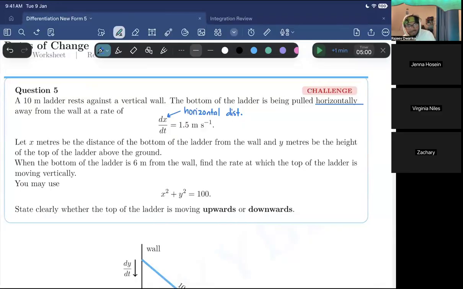So you understand that x represents horizontal distance and y represents height. Yes, sir. And they're saying when the bottom of the ladder is 6 meters from the wall. Which parameter are they giving us here, x or y? X. Alright, so they're telling us that x is equal to 6 meters. You understand that? Yes, sir. And they want me to find the rate at which the top of the ladder is moving vertically. So what do you think they want me to find?